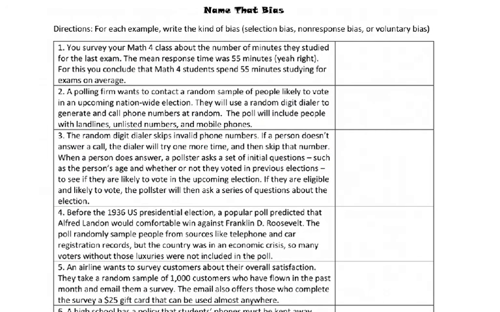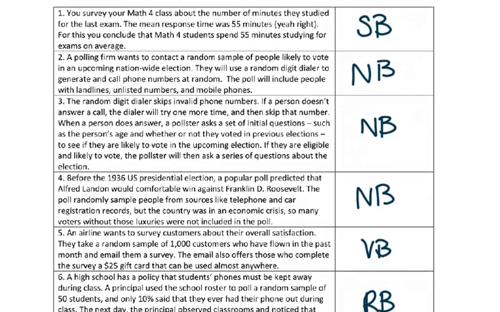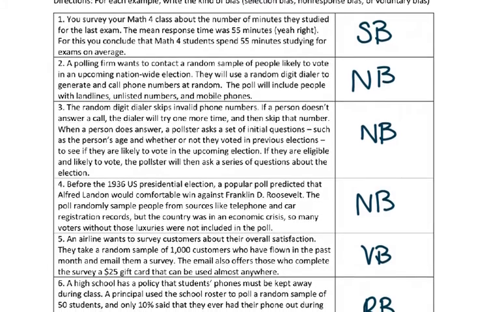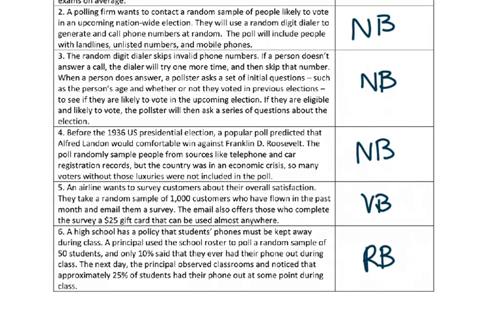All right, so here's what I want you to do. I want you to look at these examples, and I want you to see if you think that they are selection bias, non-response bias, or voluntary bias. So you try that in 1, 2, 3. Okay, so I abbreviated mine SB if it was selection bias, NB for non-response bias, or VB for voluntary bias. So for number 1, I got selection bias. Number 2, non-response bias. Number 3, non-response bias. Number 4, non-response bias. Number 5, volunteer bias. And the last one, response bias.